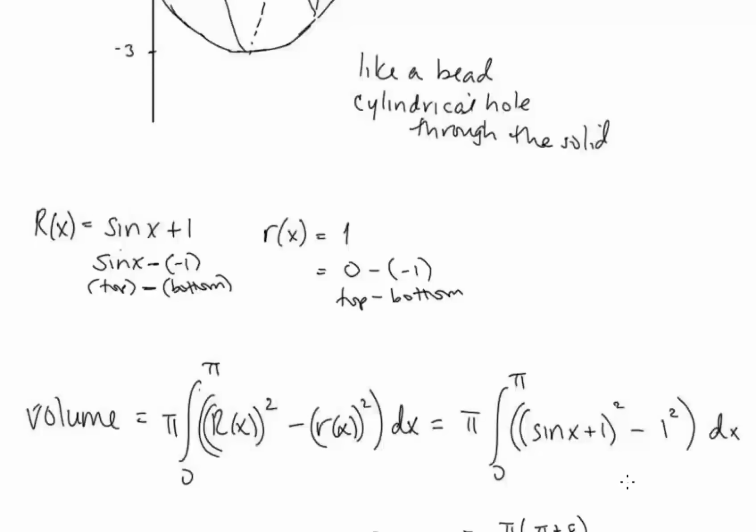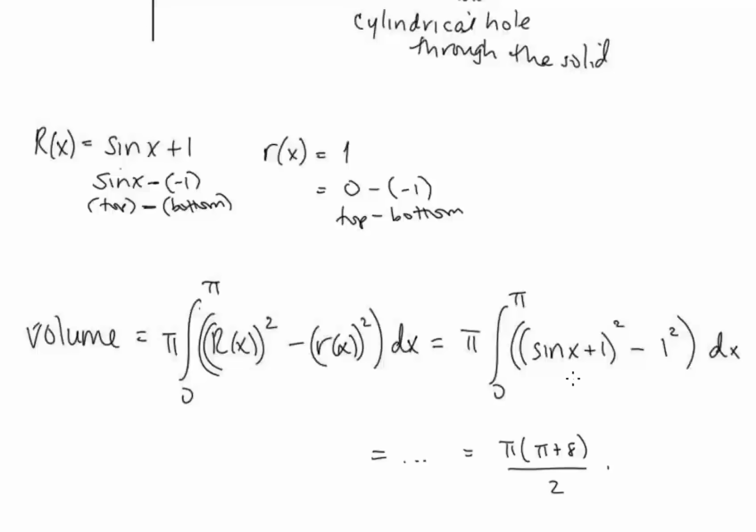And so we're here. So in the interest of time, I'm going to leave out the steps of the solution here, but this integral turns out to be pi times pi plus 8 over 2. We would want to square out and simplify, and then you'd have a sine square x that would have to get replaced by a 1/2 1 minus cosine 2x, and continue from there.